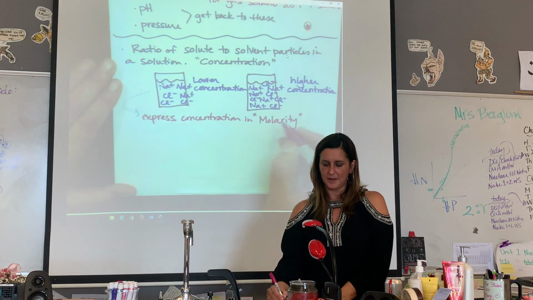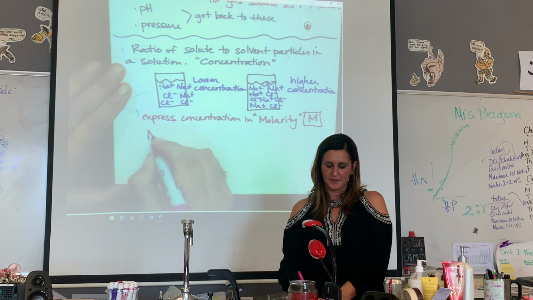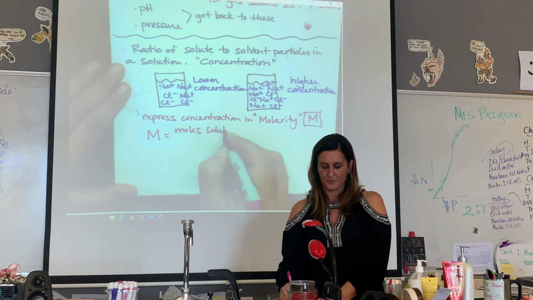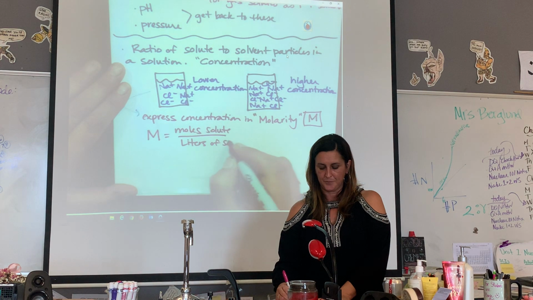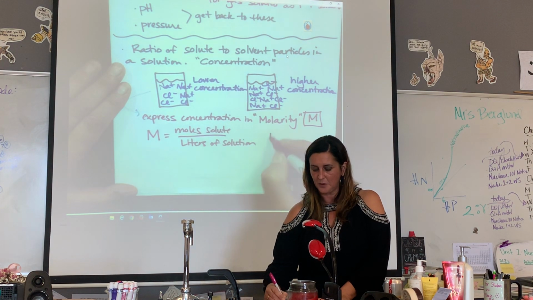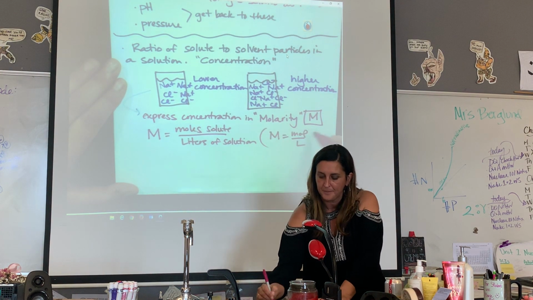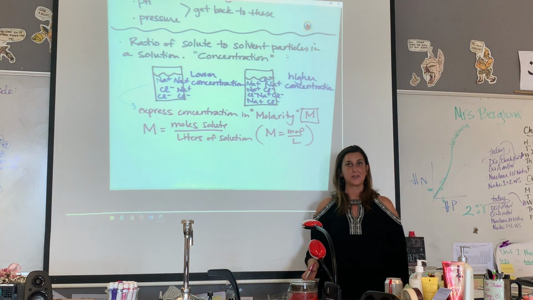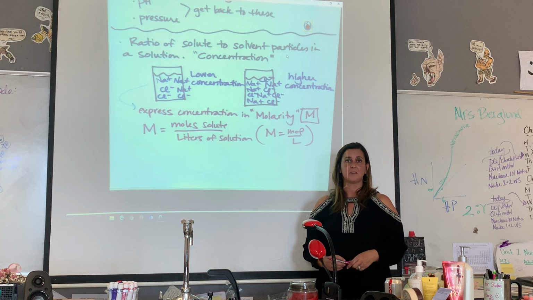So to find molarity, which is indicated with a capital M, you take the moles of the solute and divide by the liters of solution. So we could say molarity equals moles per liter. And that's just a really basic expression for molarity. You find the moles of the solute and divide by the liters of solution, and that gives you your molarity.